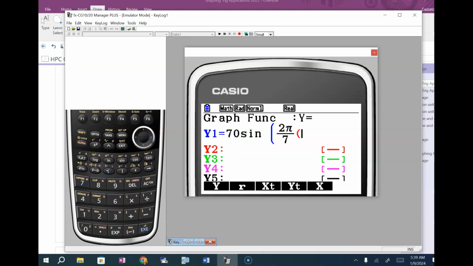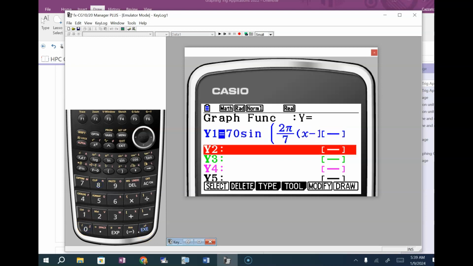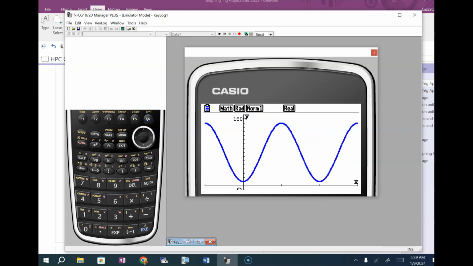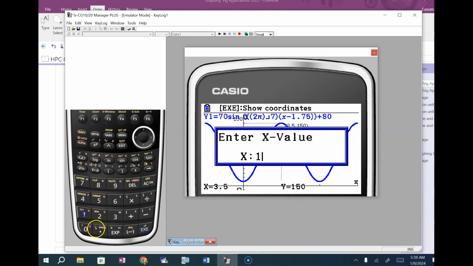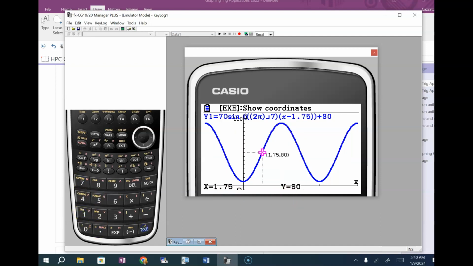Now this is where I need a parenthesis. X minus 1.75. Close the parenthesis for the x minus 1.75, and then close the parenthesis for the sine function, and then plus 80. Hit execute. We already set up our window, so I can press F6 for draw. Again, I'm going to hit trace just to double check it. I'm sitting at 3.5, 150. I'm going to check one more point by typing in 1.75. And notice I'm also at 1.75, 80, which is a point on my graph.